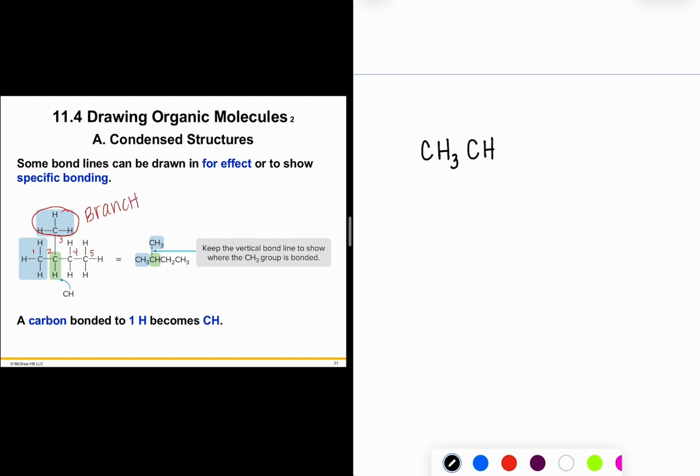In condensed structure drawing, oftentimes you're going to draw a branch either with a line, like they've indicated here on the slide, but you don't always see that. Sometimes you'll see that in a parentheses. So my CH is connected to a CH3. And then carbon number 4, this is a CH2 and a CH3. Let me number these here according to the way I drew it on the slide.